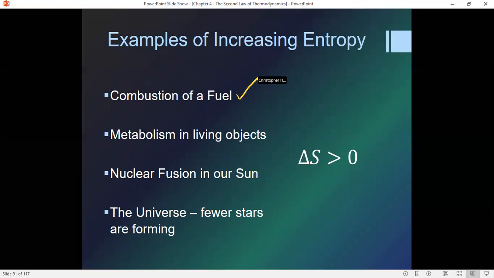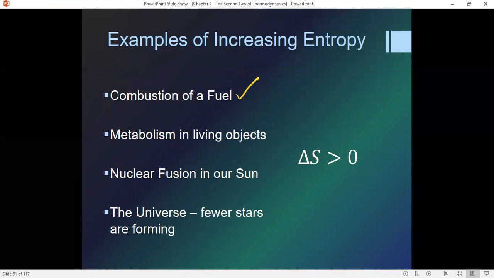Most combustion reactions are increasing entropy, okay? Again, it's very easy to combine oxygen with some fuel and ignite it and combust it, and we get the release of heat and carbon dioxide and water vapor. However, going the other way is difficult.